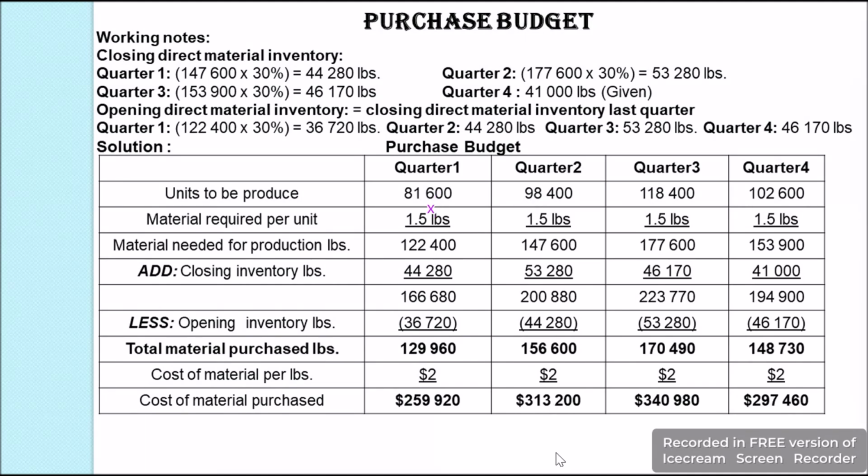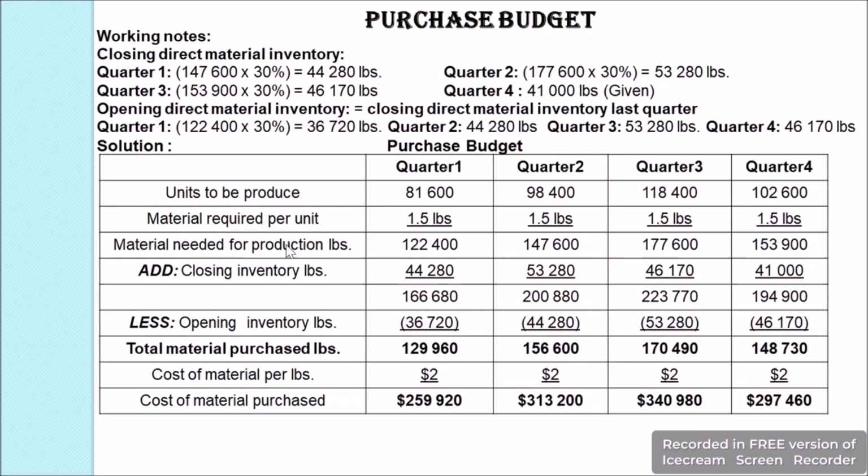In the same way, if we go for the second quarter, we have 98,400 units multiplied with 1.5, we get 147,600. For the third quarter, we have 118,400 times 1.5, which will be 177,600. And again in the fourth quarter, from the production budget, units to be produced was 102,600 times 1.5, it will be 153,900 pounds of material needed for the production.